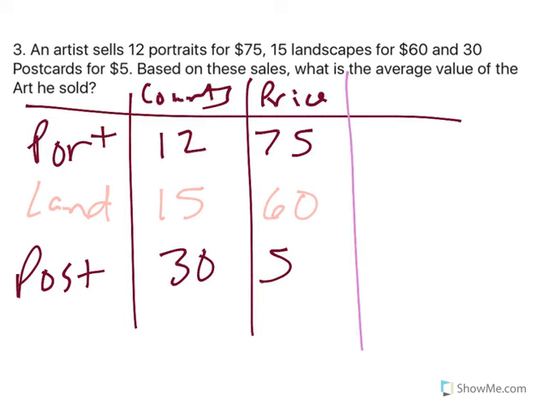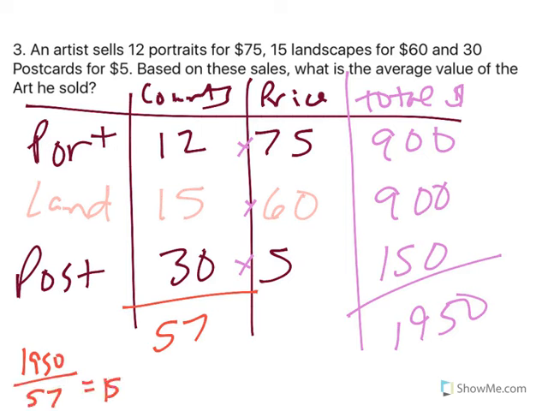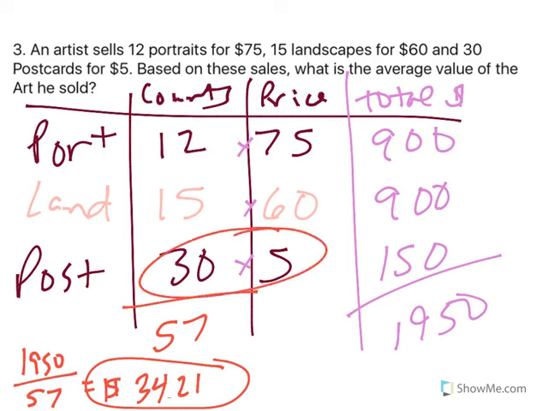So when you look at this, we want the total money. We're going to multiply these. 12 times 75 gives me 900. 15 times 60 gives me 900. 30 times 5 gives me 150. When I add those together, I get 1950. So that's the total amount taken in for a total of 57 items. So 1950 divided by the 57 items gives me an average price of 34.21. It makes sense that it's a little bit lower because over half of the items were $5. So that's really going to bring the weighted average down.